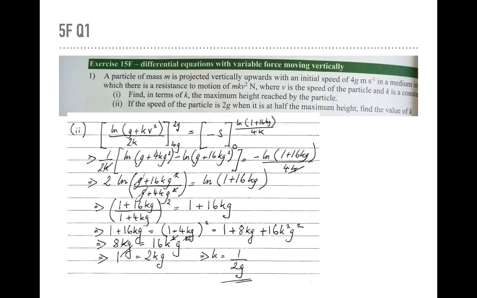after integration. So that was natural log of g plus kv squared over 2k is equal to minus s plus c. Put in your initial conditions, get a c value, and then you just want to make a substitution there. The speed of the particle v is 2g. The height that it's at, half the maximum height, you just put in the thing found in part 1 over 2, so you're dividing what you found in part 1 by 2, and then you find your k value, 1 over 2g. Okay, next question.